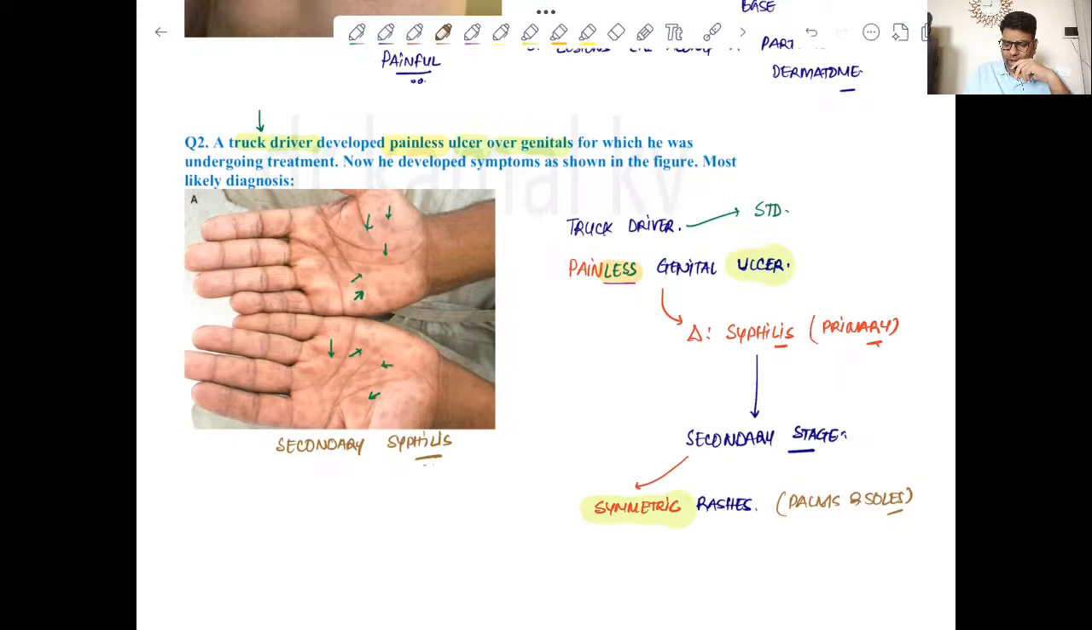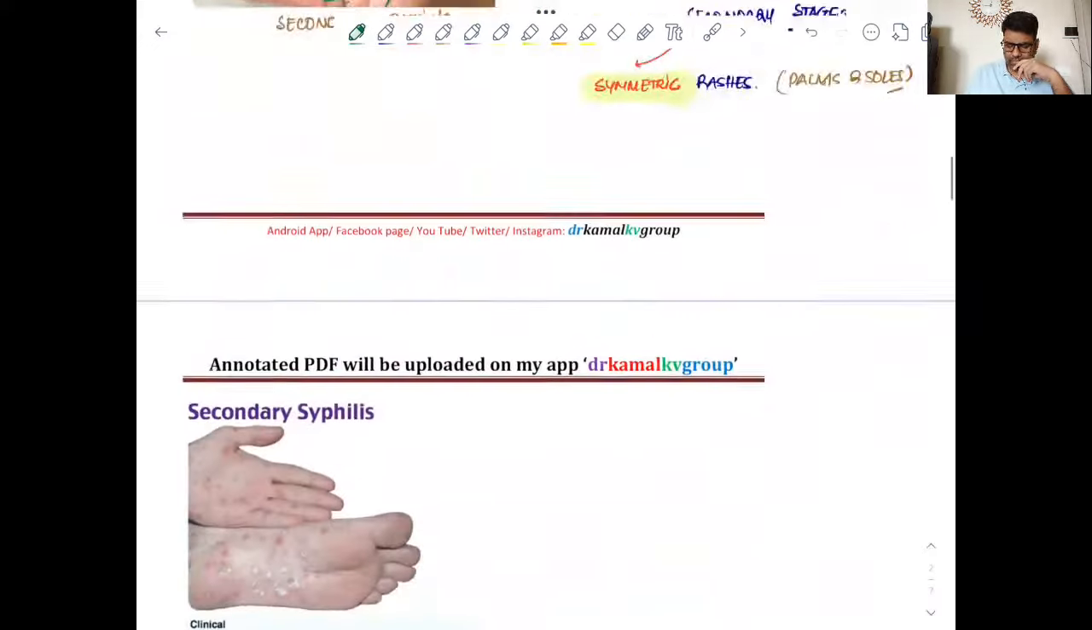Fine. In primary syphilis you have to remember painless genital ulcer. In secondary syphilis the patient will have rashes. Clear? So this is secondary syphilis.